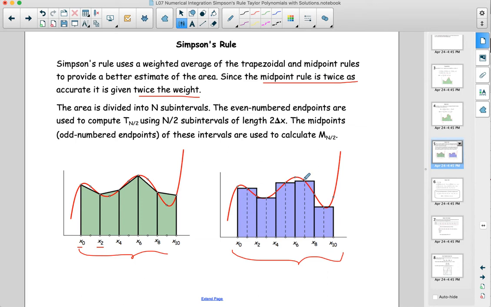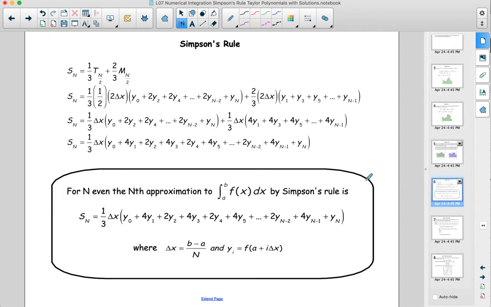And in our midpoints, the midpoint of these rectangles is going to be x1, x3, x5, and so on, which means the height of the rectangle is going to be y1, y3, y5, and so on. So we come to our formula here. We're going to take 1/3 the trapezoid and 2/3 of the rectangles based on the midpoint. So 1/3, the formula for the area of a trapezoid is 1/2.